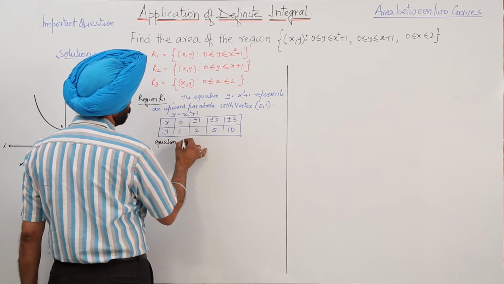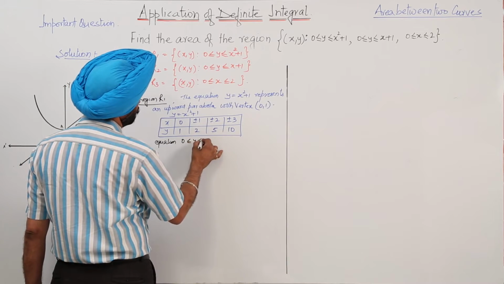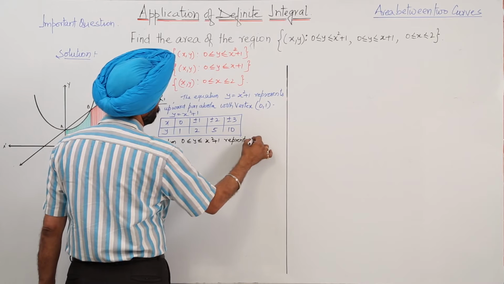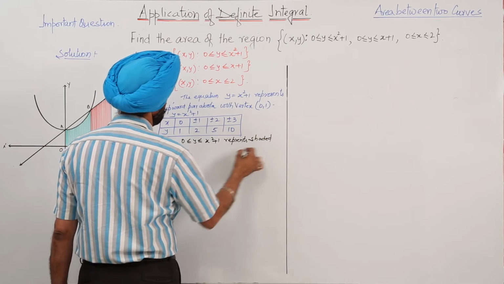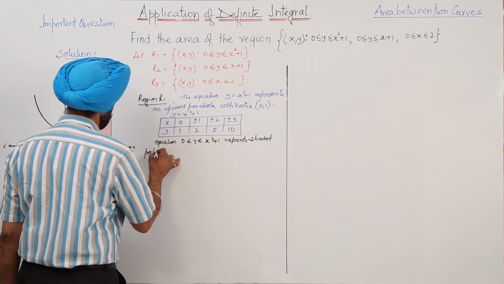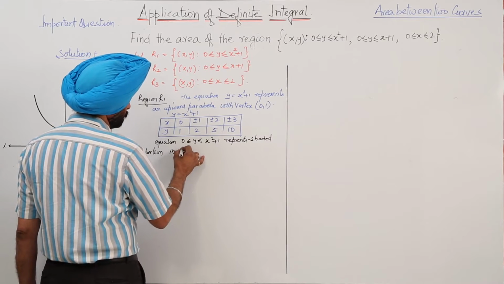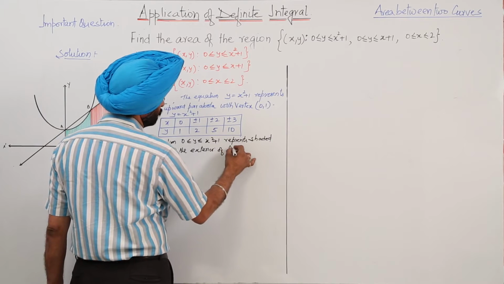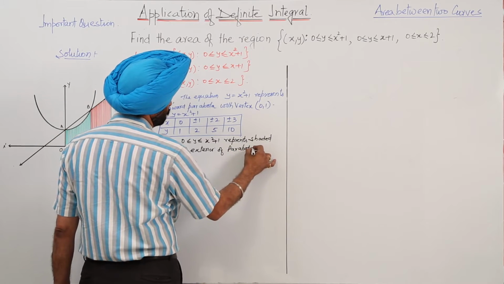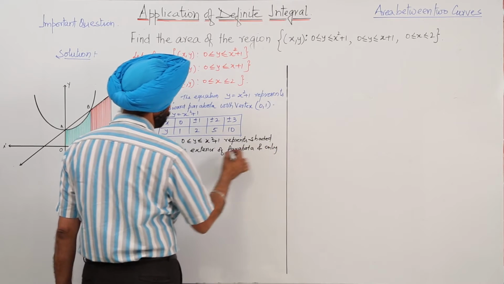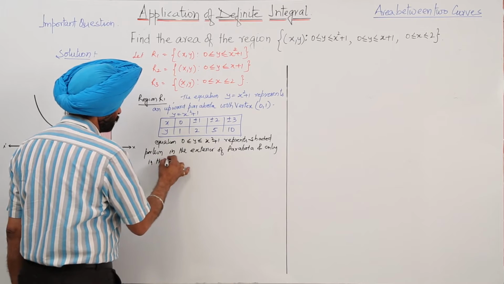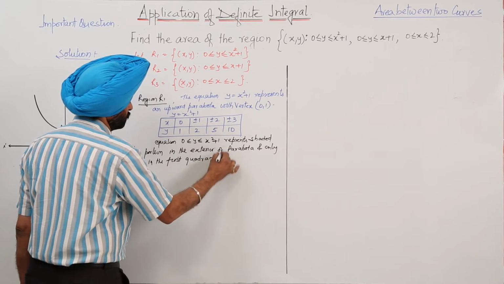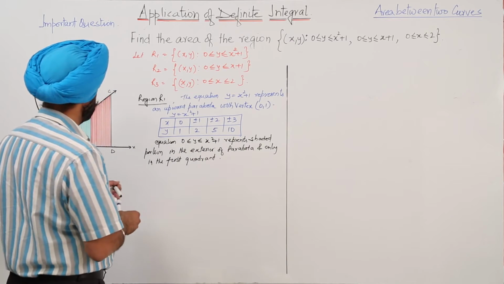Now, the equation 0 ≤ y ≤ x² + 1 represents the shaded portion in the exterior of the parabola and only in the first quadrant. Is it clear?